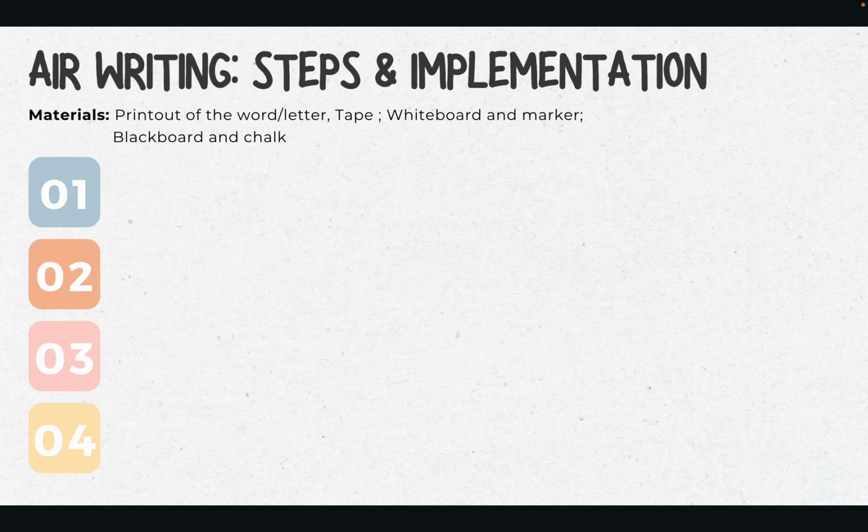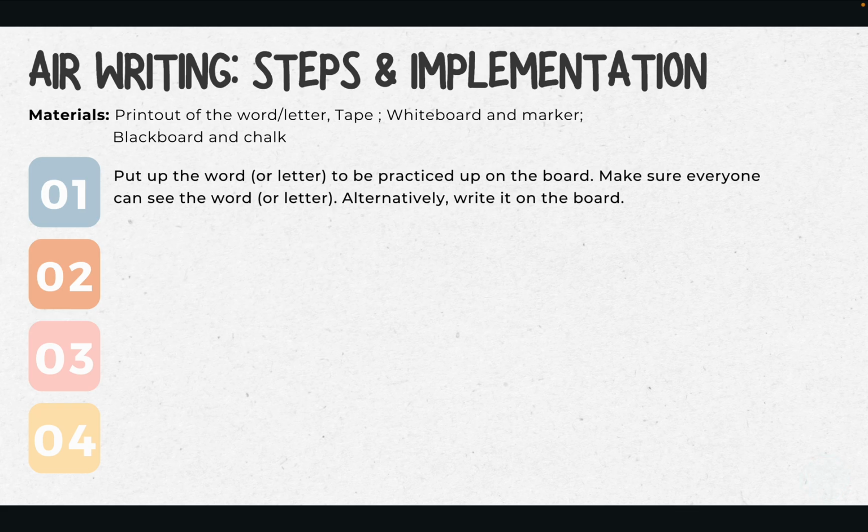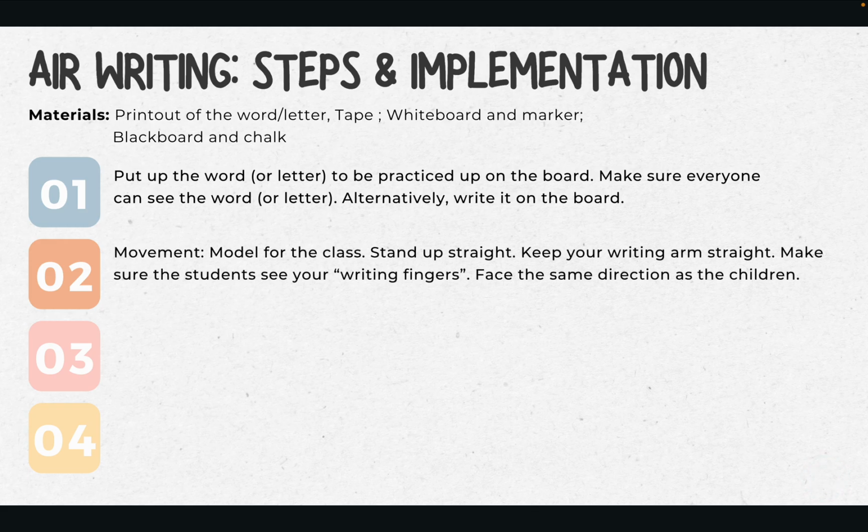Next, air writing. First, put up the word or letter to be practiced on the board. Make sure everyone can see the word or letter. Alternatively, write it on the board. Next, model it for the class. Stand up straight, keep your writing arm straight. Make sure the students see your writing fingers. Face the same direction as the children.